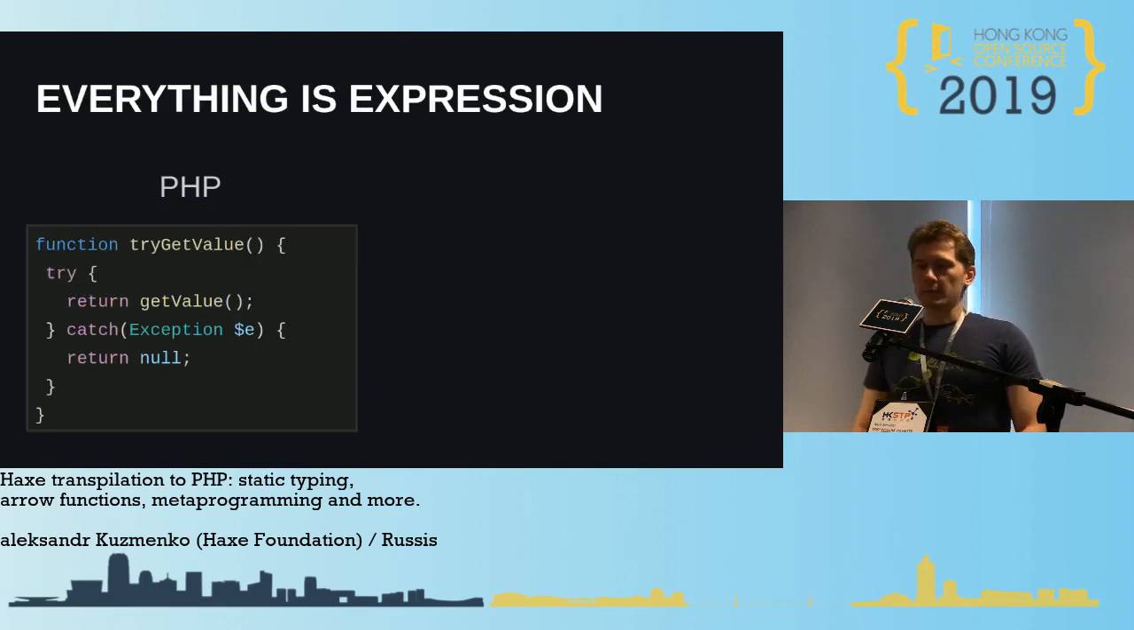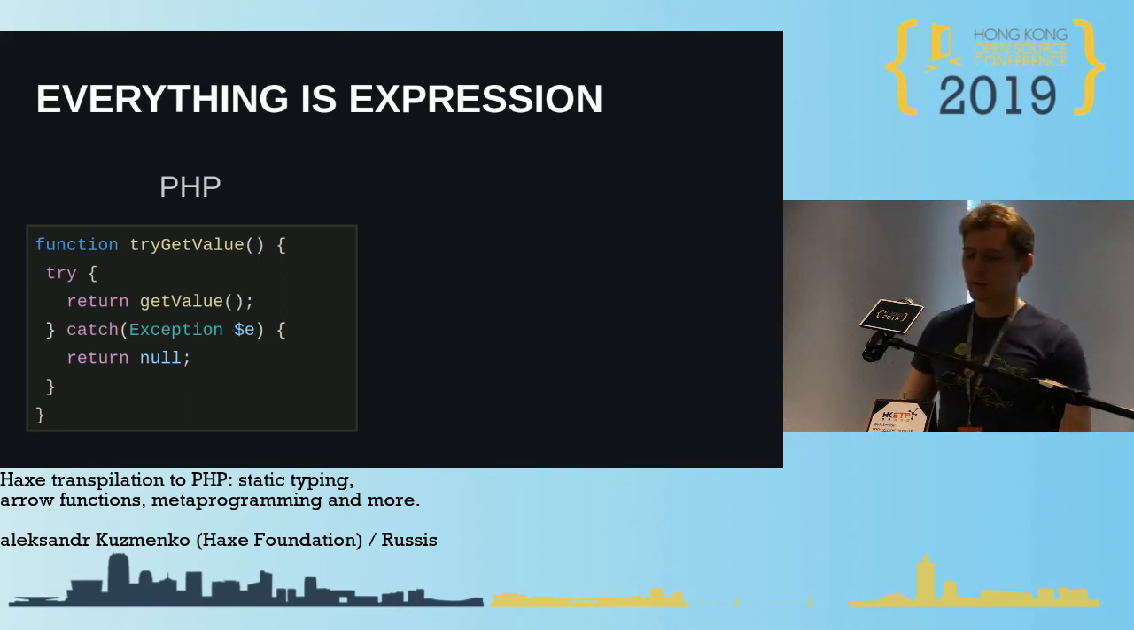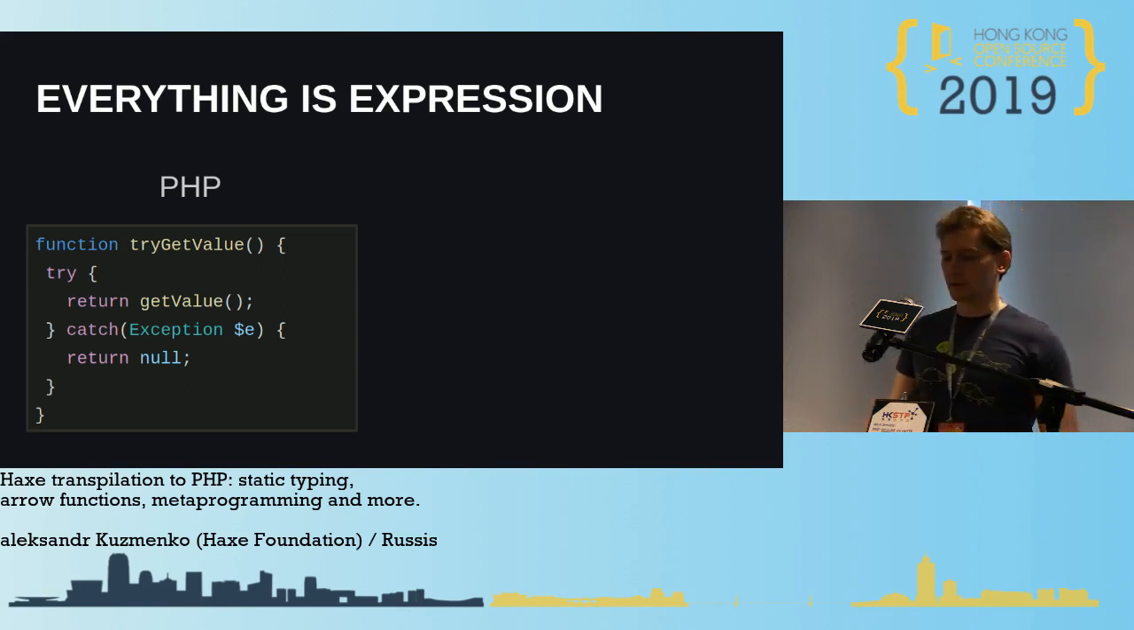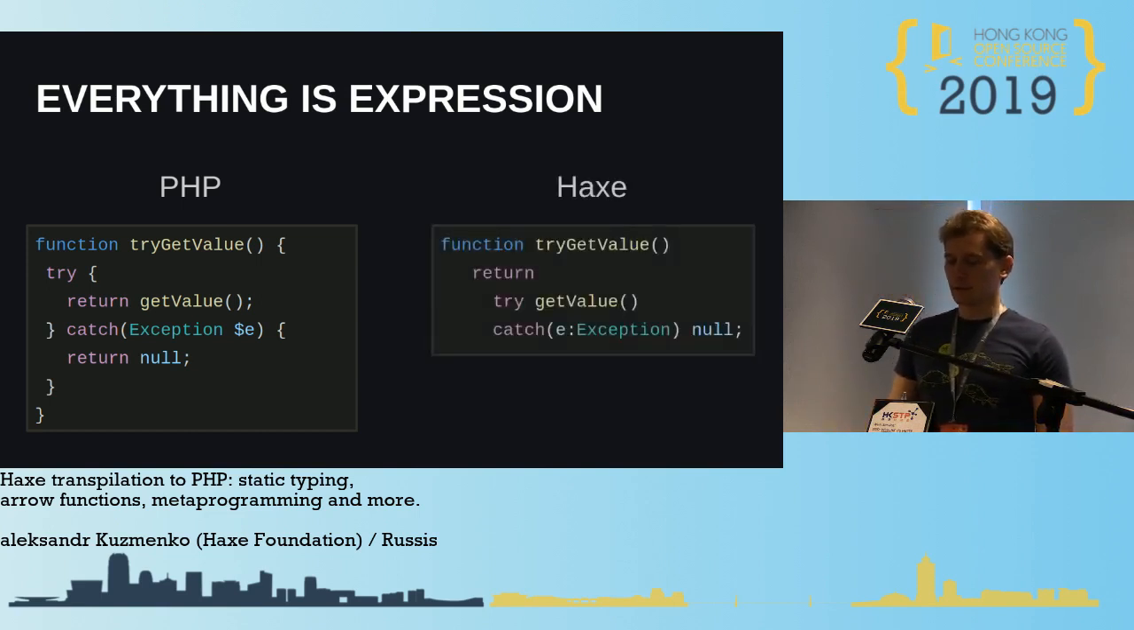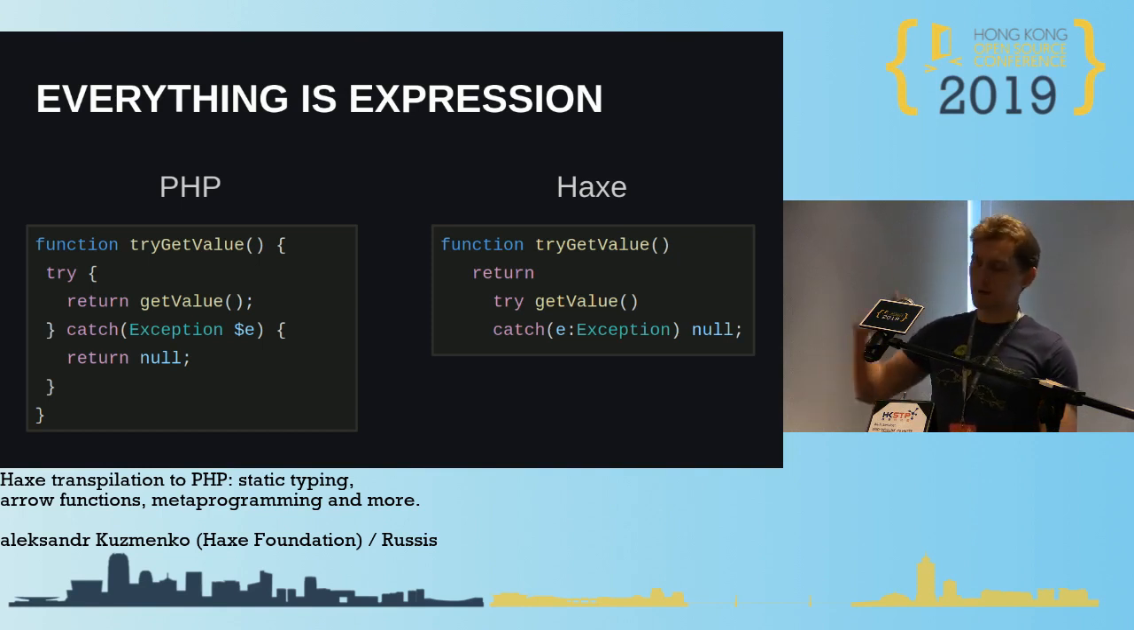Also in Haxe, everything is an expression. That means that, unlike in PHP, where you are forced to use curly braces, you can actually write a much shorter version of this example in Haxe, which will look like this. That means you can return a value from try-catch or from an if or switch statement without writing return inside of that try or switch, because in this example the compiler knows that you want to return something, and the compiler propagates it to the parent expressions.